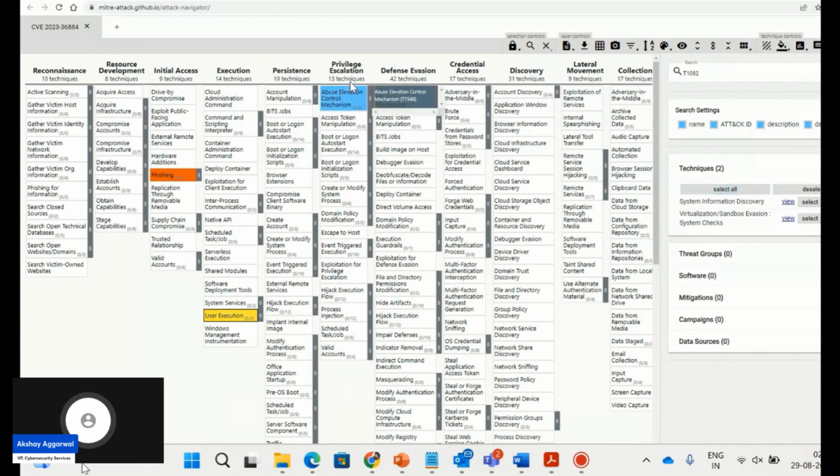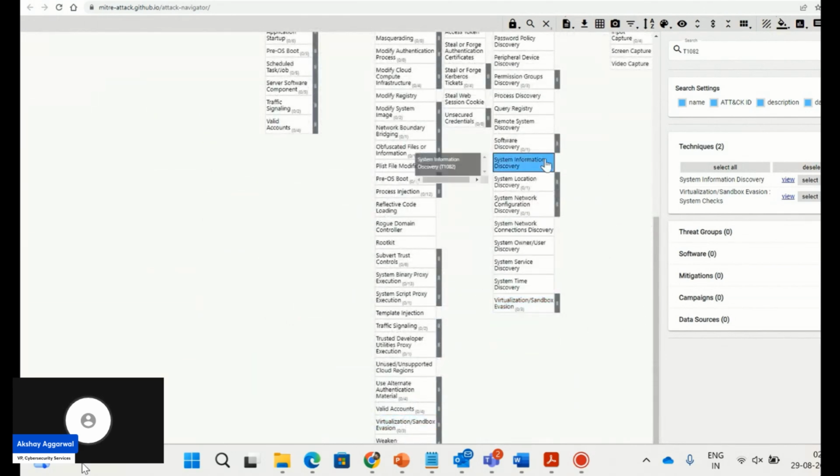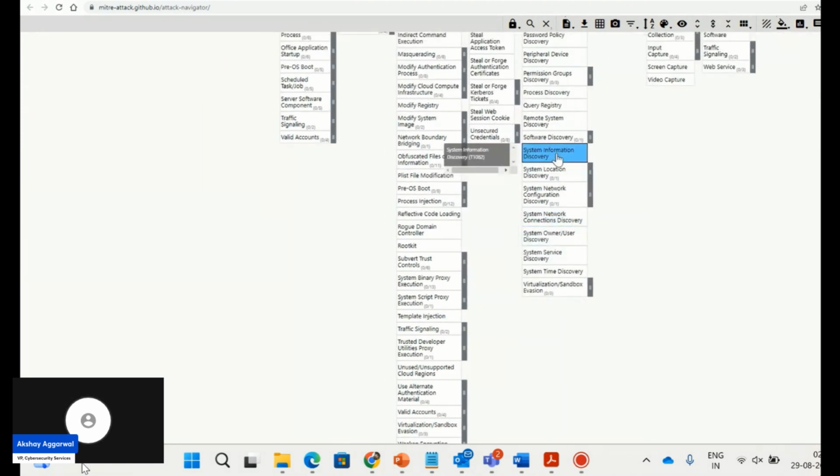You can say select all. When you say select all, it will get selected under system discovery here. Let me just see. Yes, it is selected here under system discovery. So if you see virtualization is selected, once both of these are selected, you can then highlight it again with the color of your choice.